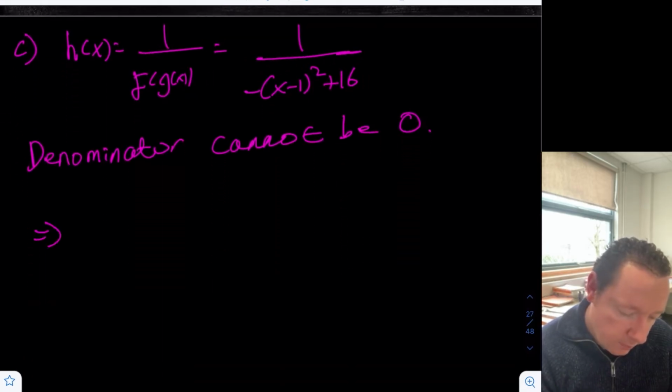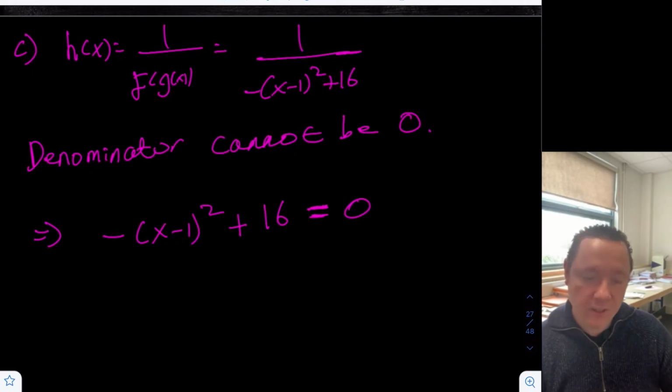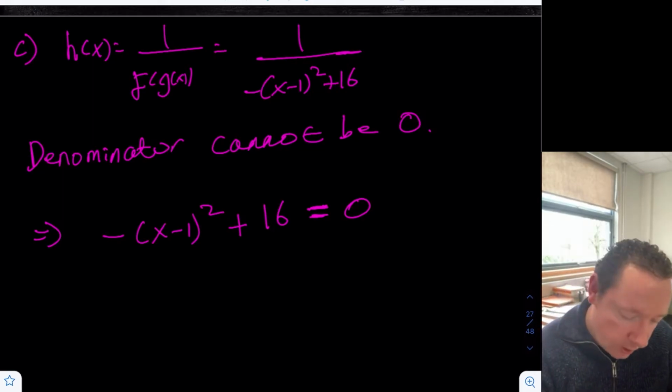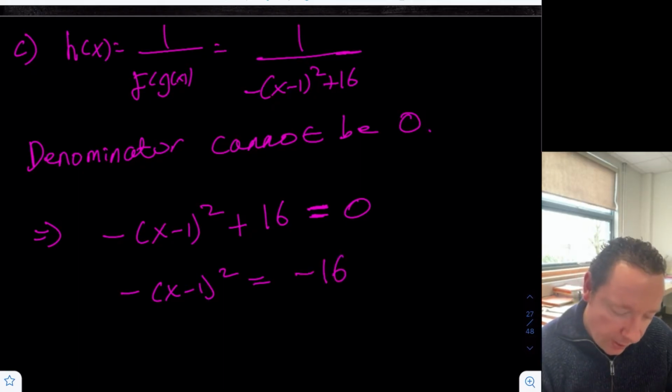So that implies minus (x minus 1) squared plus 16 is not equal to 0. So try to solve that equal to 0 to see what that gives me. When it is 0, I can then say x can't be these numbers. We've already completed the square, so we can just say minus (x minus 1) squared equals minus 16. Divided by minus 1 means (x minus 1) squared equals 16.